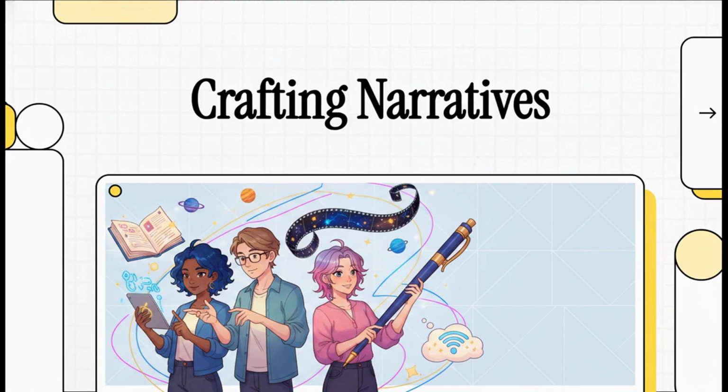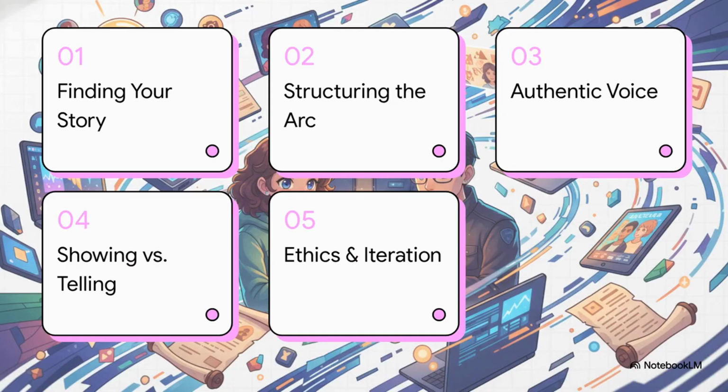So if you've ever wanted to turn your life's moments into a legacy that actually cuts through all the online noise, you are definitely in the right place. Here is our roadmap for today. We're looking at 5 steps: finding your story, structuring the arc, finding your authentic voice, mastering showing versus telling, and we'll wrap up with ethics and iteration.